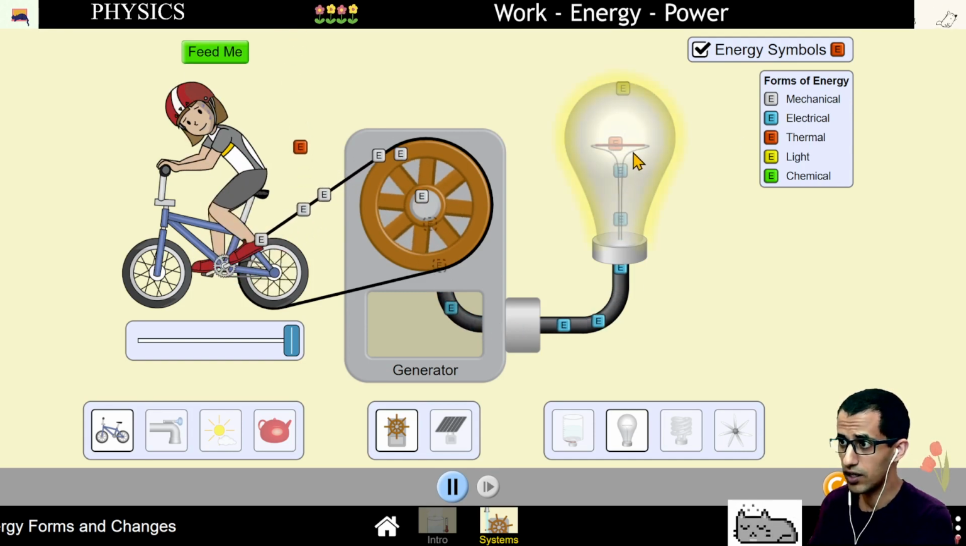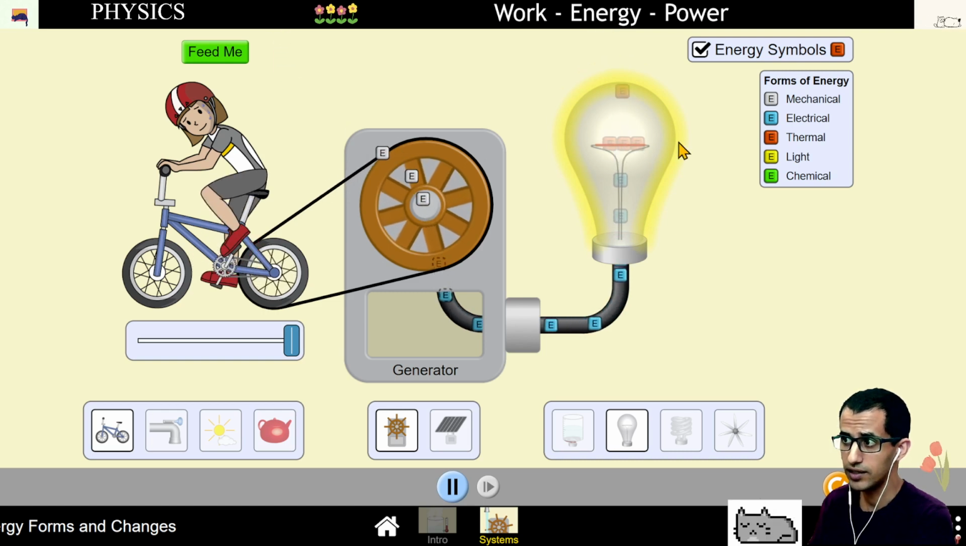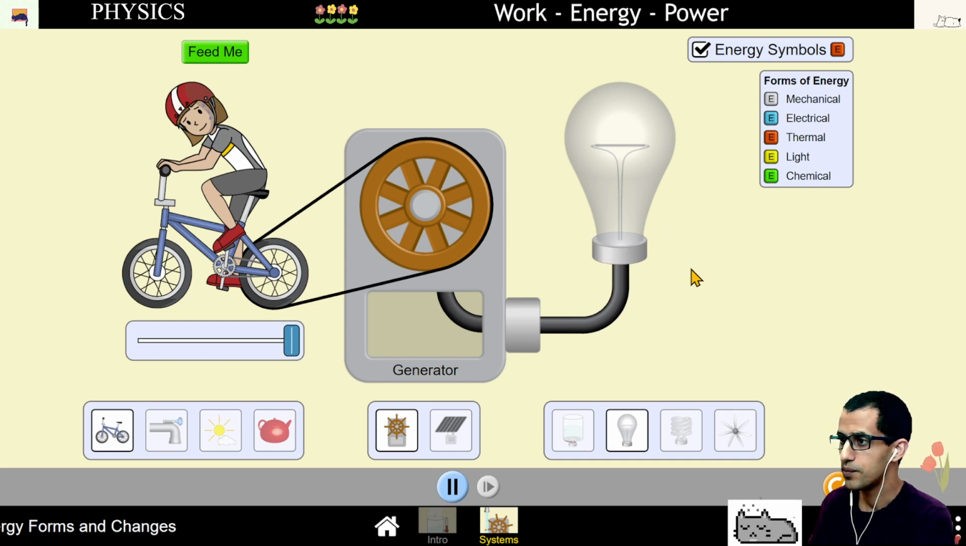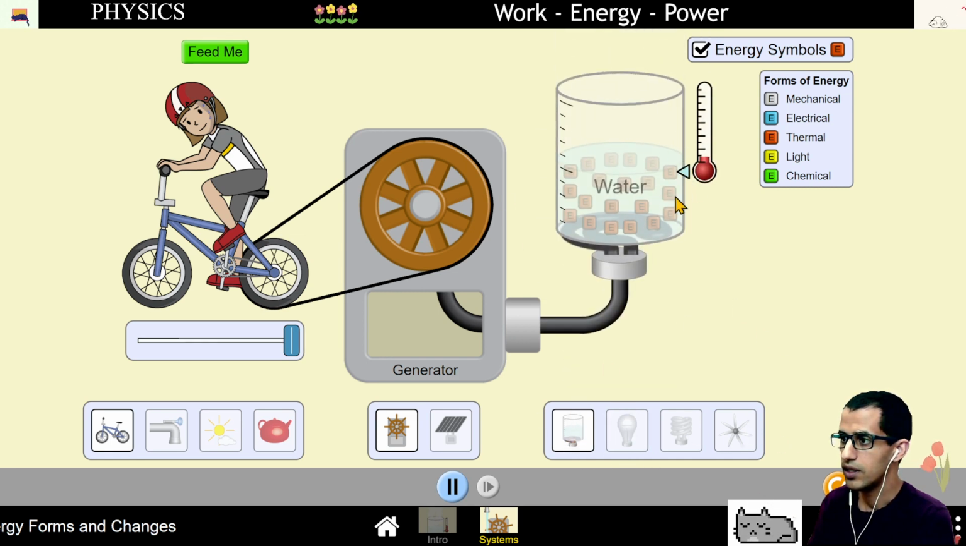That electrical energy causes the filament in the light bulb to get really hot, so it turns into thermal energy. And then once it gets hot enough, it begins to glow and it can emit light. And once she runs out of energy, the light bulb will eventually turn off. We can switch the light bulb for another demonstration of conservation of energy. For example, I can have here some water that already has some thermal energy.